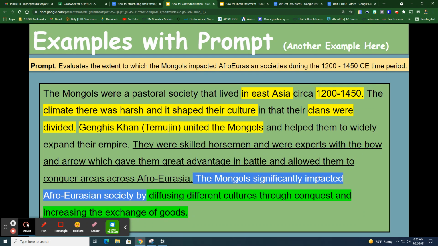Here comes the thesis. The Mongols significantly impacted Afro-Eurasian society by 1, diffusing different cultures through conquest, and 2, increasing the exchange of goods. So I know because she gave me 2 different reasons, she's going to have 2 different body paragraphs. Great job, Bren.